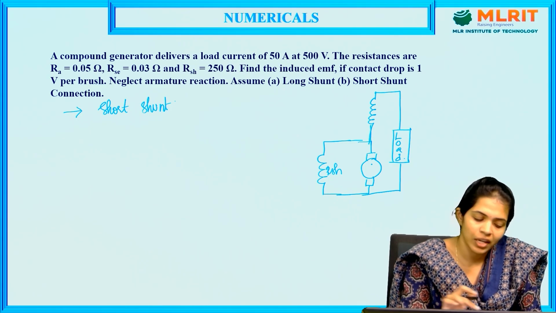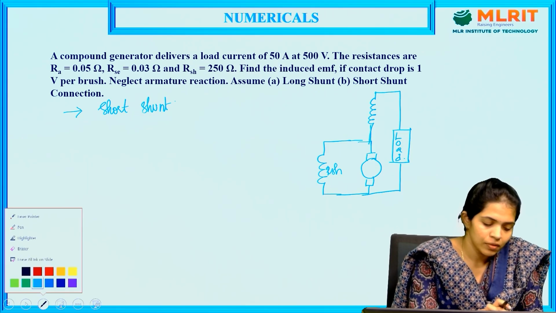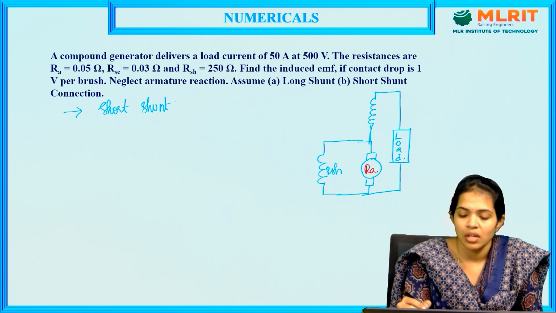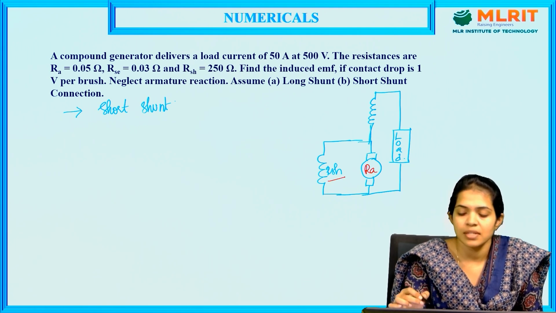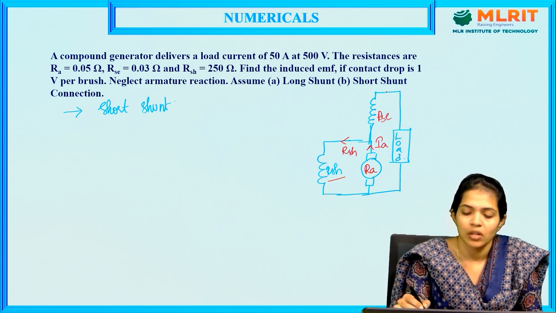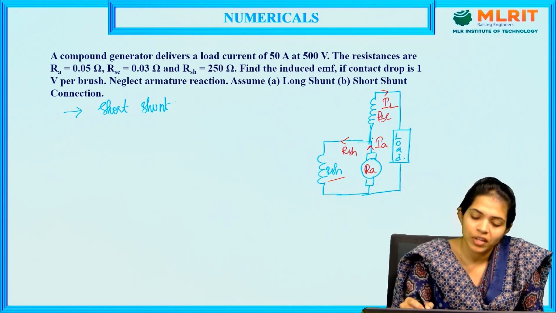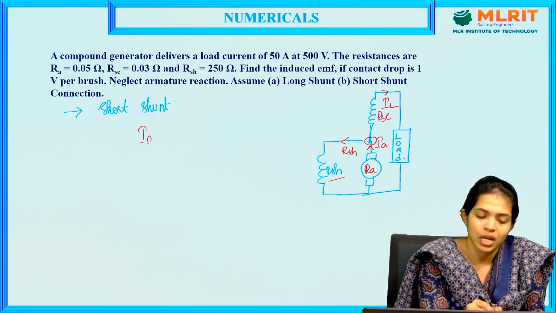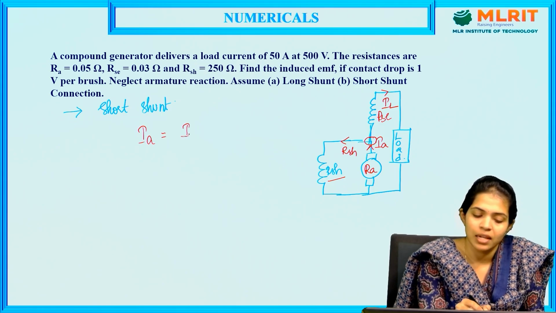So here we have again RA, the resistance across the armature, RSH, the shunt field resistance, and RSC, the series field resistance. Again, your armature will be delivering the current IA to the shunt field current and to the load. So from this, if we apply KCL at this particular node, we again get the current equation as IA equals IL plus ISH.